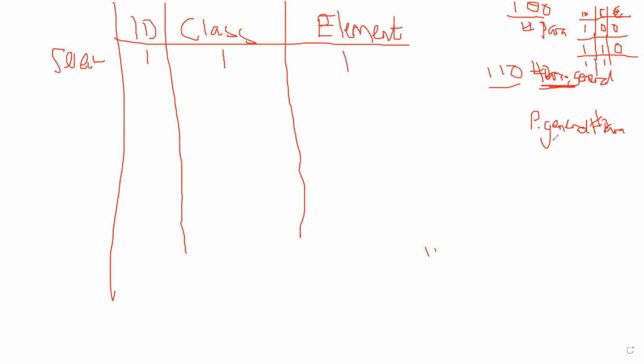But look at this one. ID is present 1, class is present 1, element is present 1. So the value of this is 111. Which one is the greatest among these 3? Obviously, 111. It is greater than this one, and this one is greater than this. So this one is the most specific.